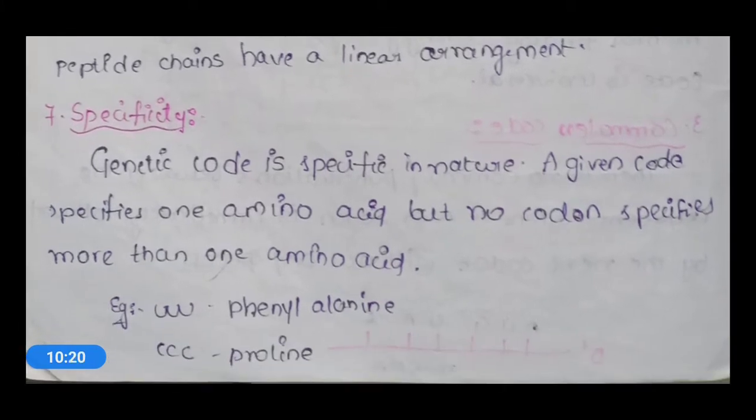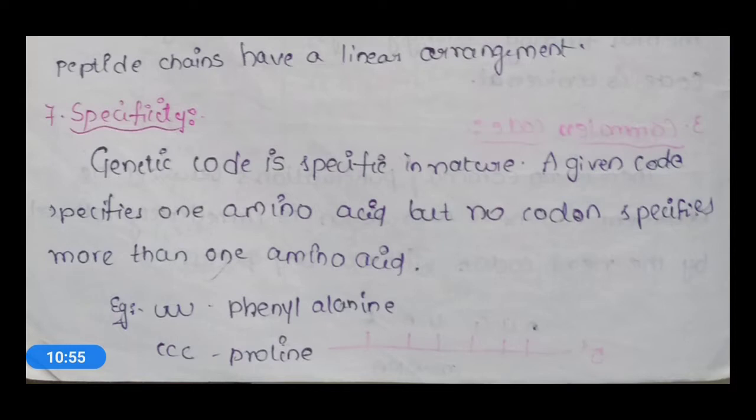Coming to specificity, each codon shows specificity, and one particular codon will code for one amino acid only. Whatever organism or species you take, in any organism this AUG is meant for methionine only. This AUG will not code for a second amino acid.